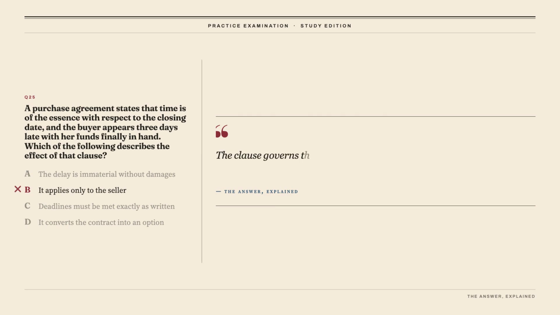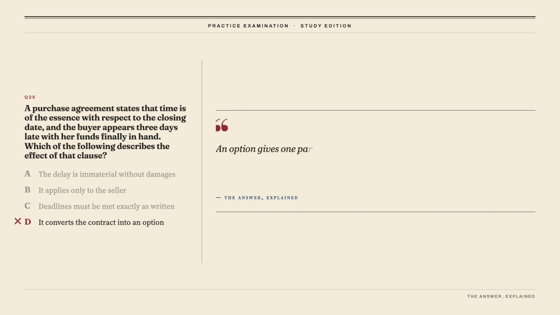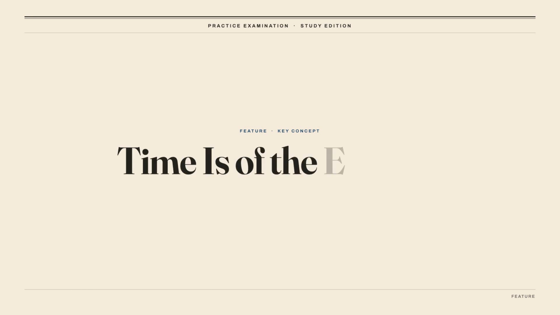B is wrong because the clause governs the contract rather than one side of it. Both buyer and seller are held to the dates the agreement sets out. D is wrong because an option gives one party a right to buy without an obligation. This buyer is bound to purchase, and the clause tightens her deadline rather than releasing her.